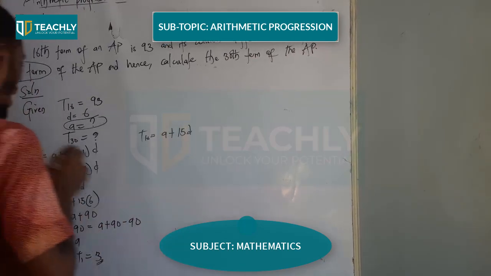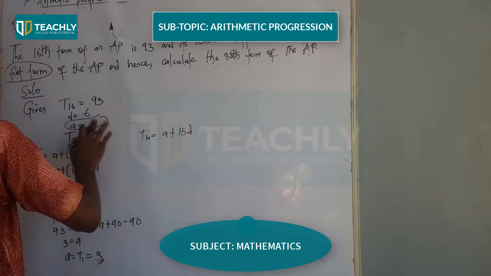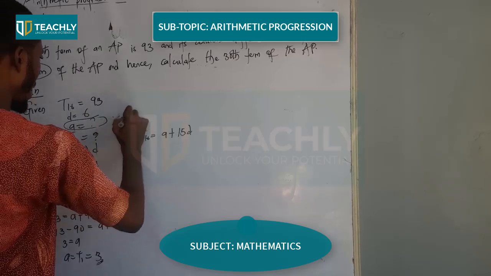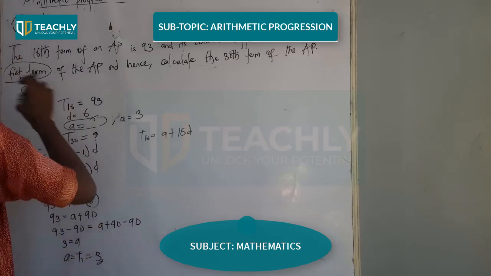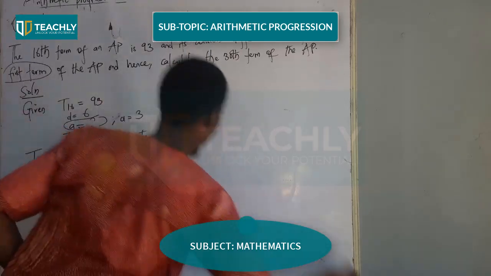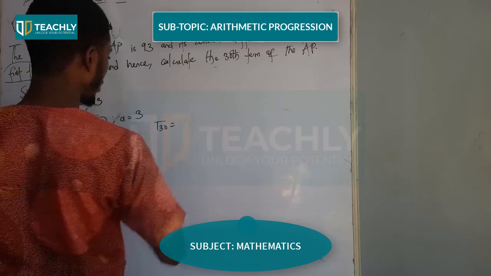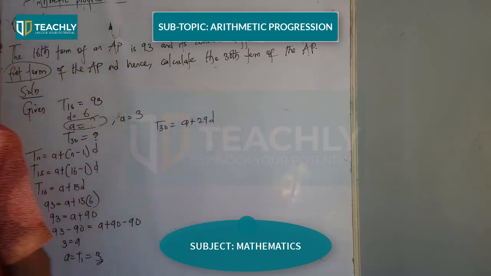So I now have my a. I can write here that a is no more unknown; our a is now 3. Right? Now let's look for our 30th term. Very simple. Our 30th term, T30, is going to give us a plus 29d, from the normal logic.